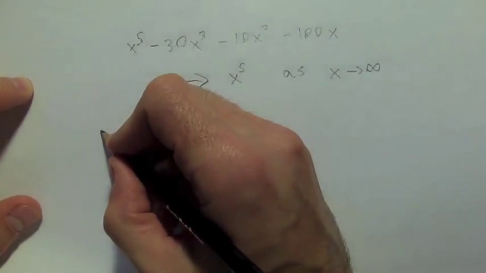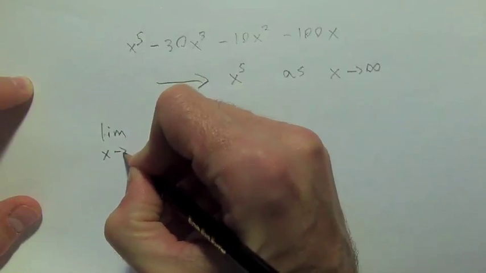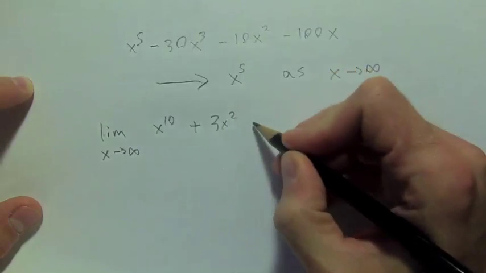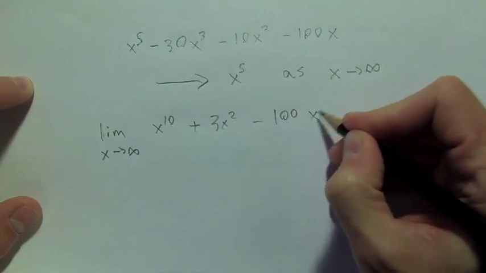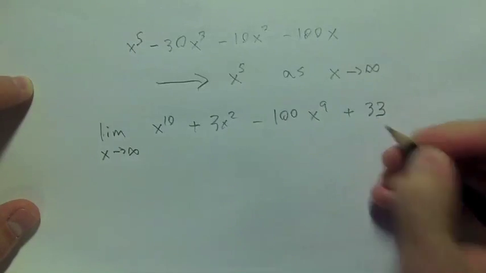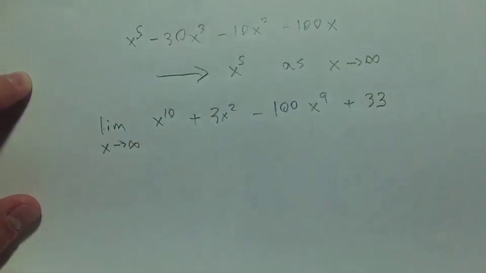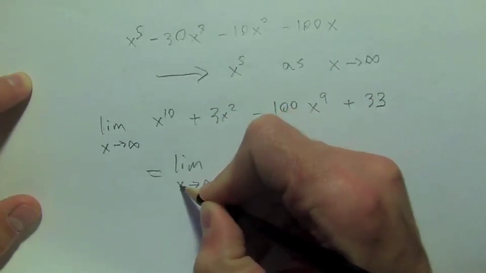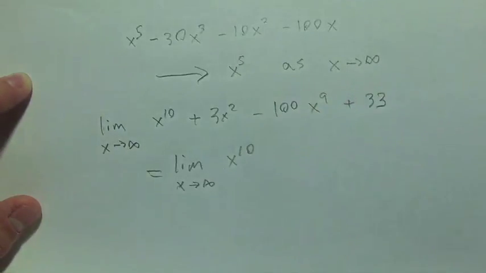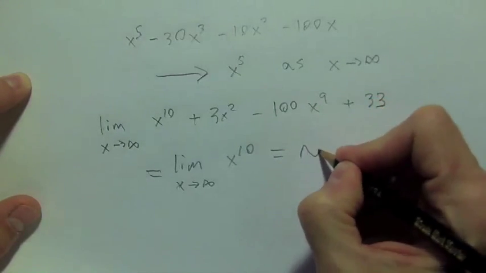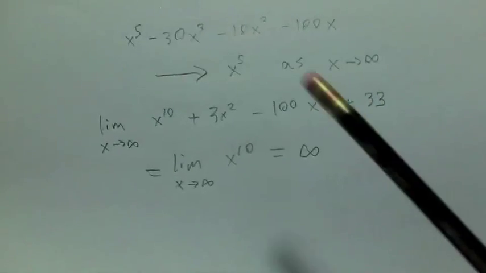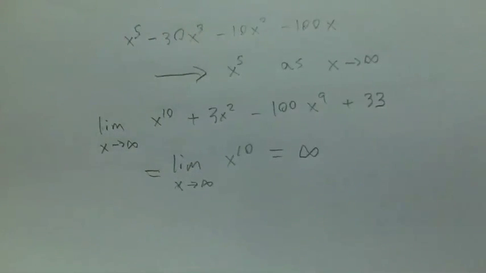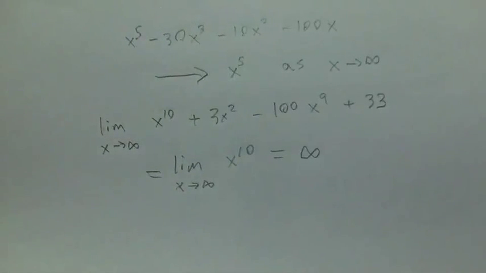They could be crazy things, but say the limit as x goes to infinity of x to the 10th plus 3x squared minus 100x to the 9th plus 33. Well, it doesn't matter. This limit is going to be the limit as x goes to infinity of x to the 10th, which is positive infinity. Basically you're just looking at the highest power of x that you see.